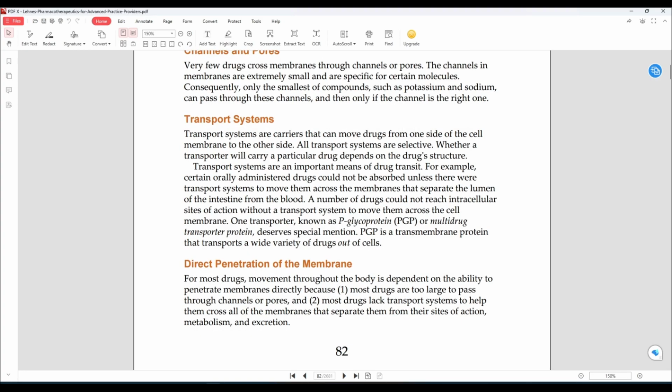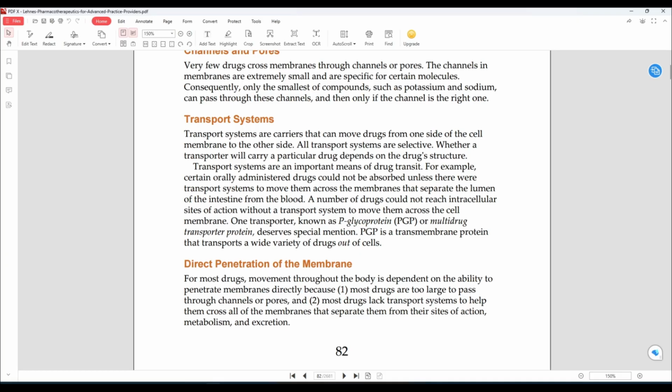Transport systems. Transport systems are carriers that can move drugs from one side of the cell membrane to the other side. All transport systems are selective. Whether a transporter will carry a particular drug depends on the drug's structure. Transport systems are an important means of drug transit.